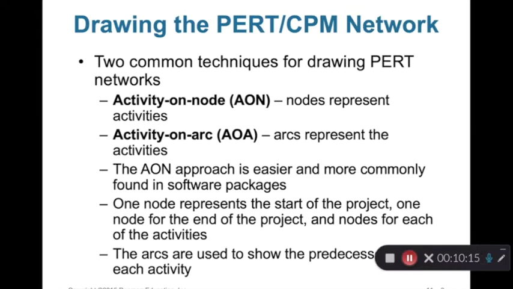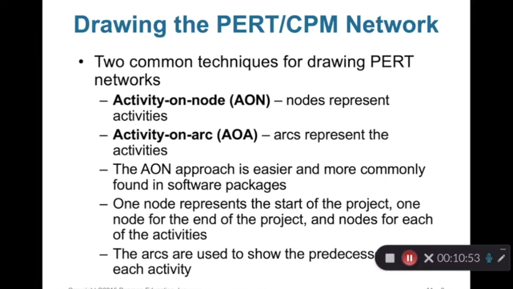So we need to know the two common techniques for drawing the project networks. Activity on the node, AON: the nodes represent activities. Activity on the arc, AOA: arcs represent the activities. The AON approach is easier and more commonly found in software packages. So we are going to focus on the first technique, activity on the node. We won't talk about the second one. Okay? But you should also know something regarding the network.